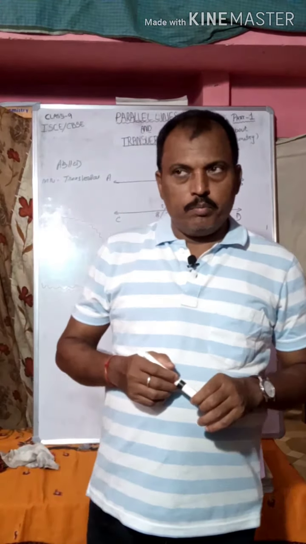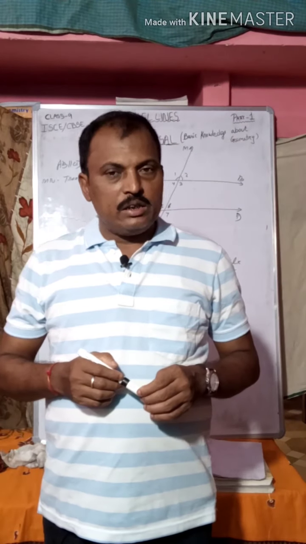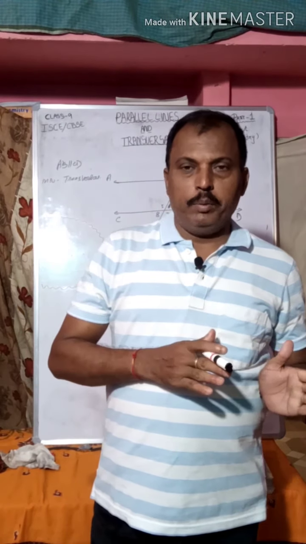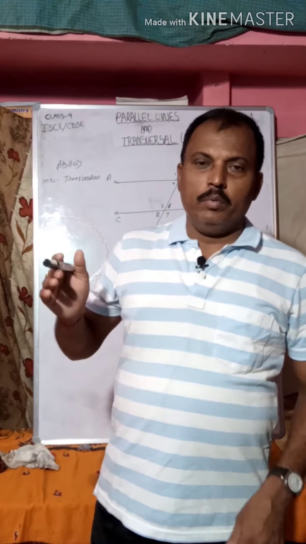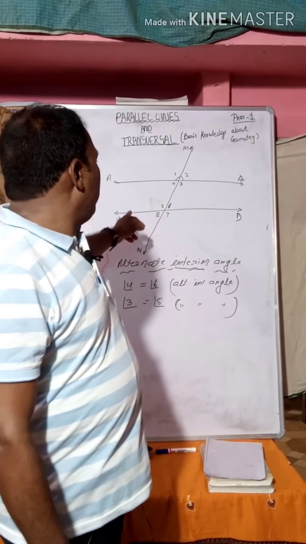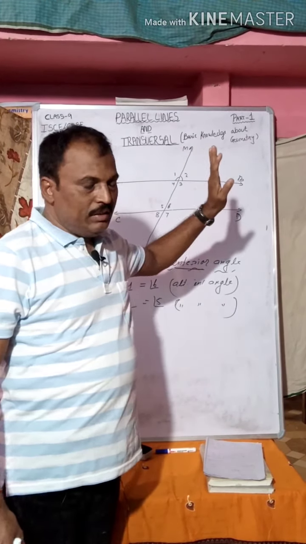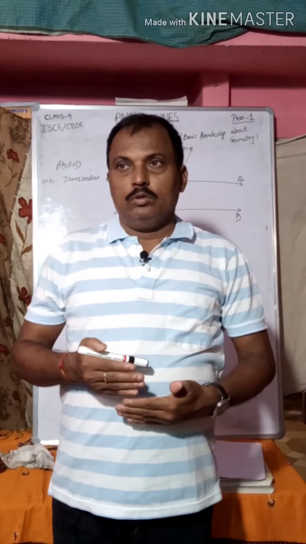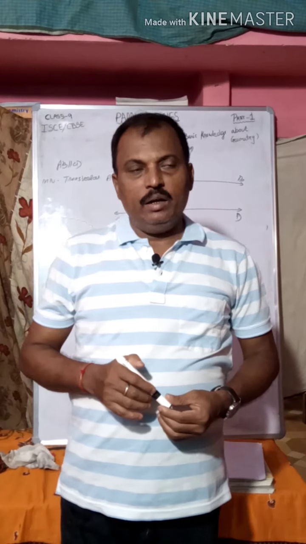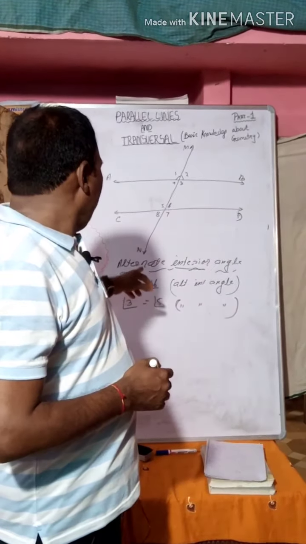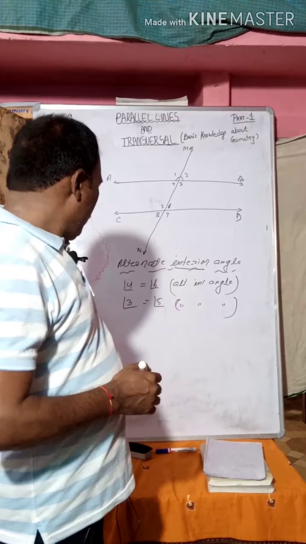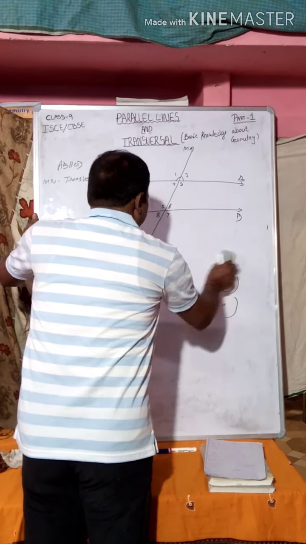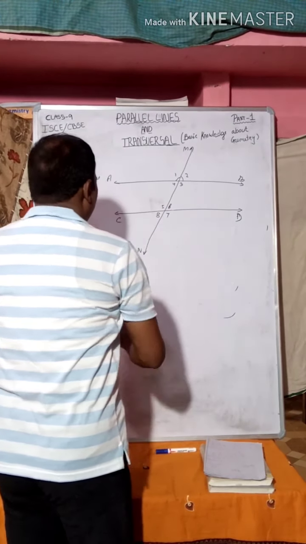Today we will discuss transversals and parallel lines. In our previous video, we discussed transversals and parallel lines. We discussed alternate interior angles and corresponding angles. Today we will discuss the alternate exterior angle. What is an alternate exterior angle?